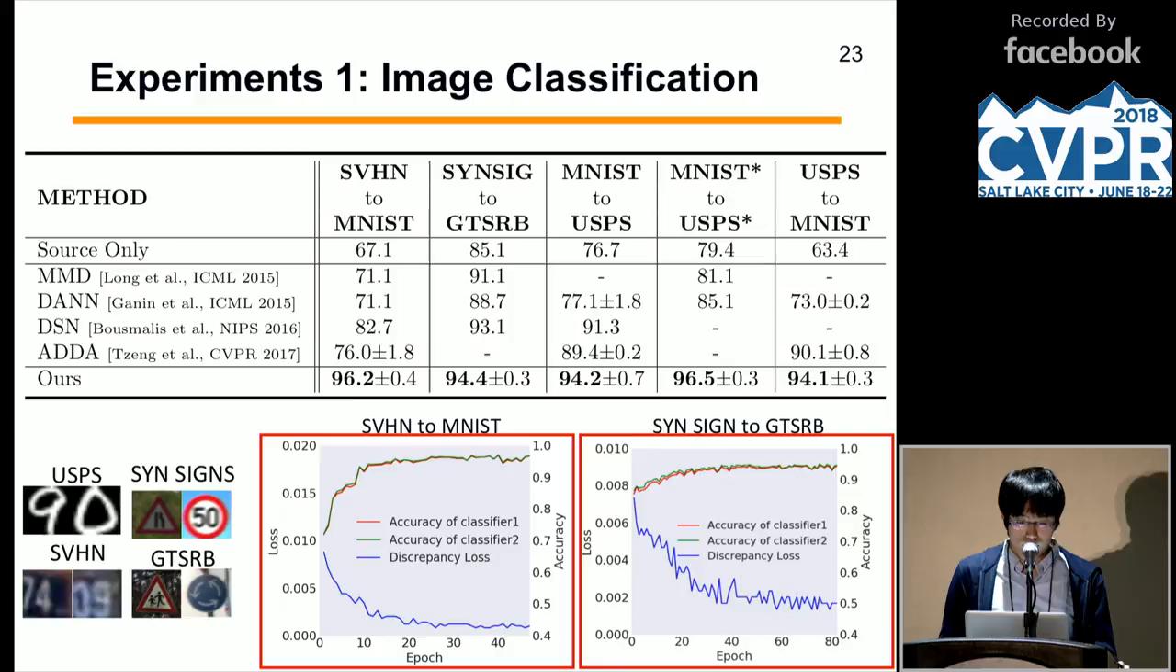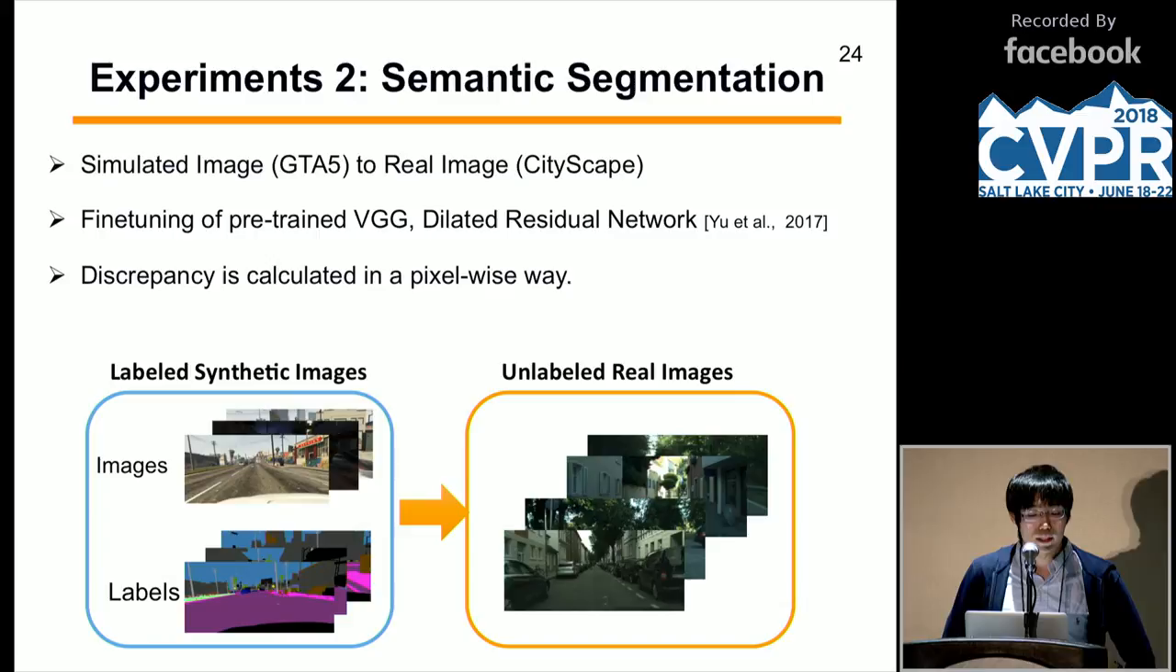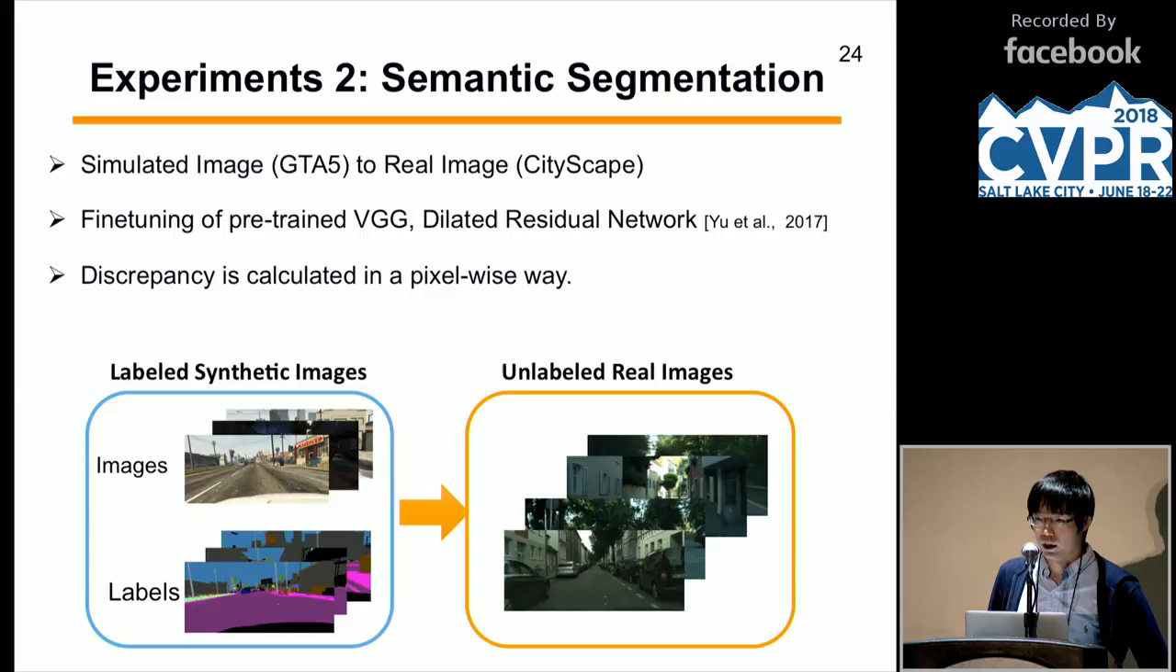Also, our method is easily applied to semantic segmentation. Semantic segmentation is a kind of pixel-wise classification problem. So we calculated a discrepancy in a pixel-wise way. This is the only difference from the method used in classification.